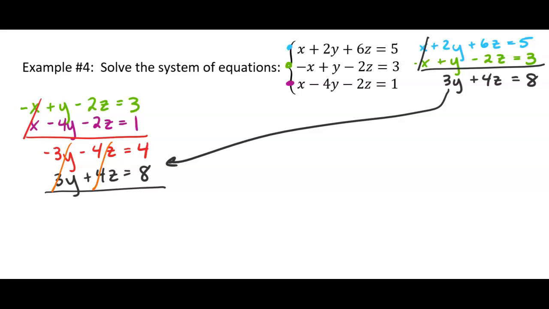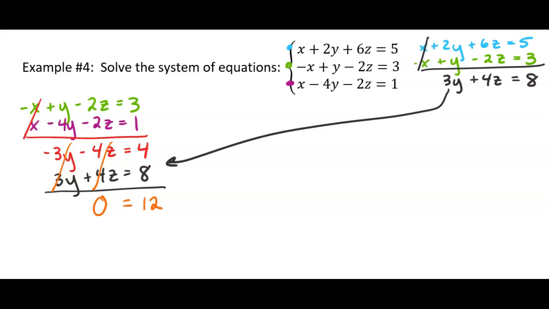So what do you get on the left-hand side? You get 0. That's okay. Don't let the 0 scare you. It just means the y's canceled out and the z's canceled out. Now what are you getting on the right-hand side? And this is important. The 4 and the 8 make 12. Okay? Now, you don't have any variables in that equation.